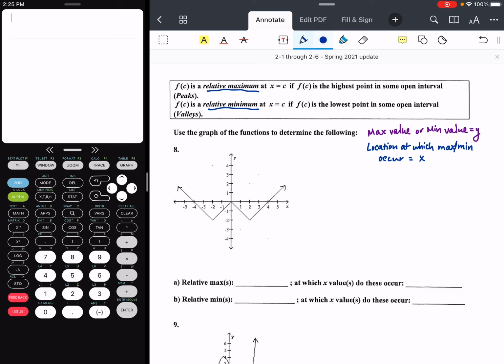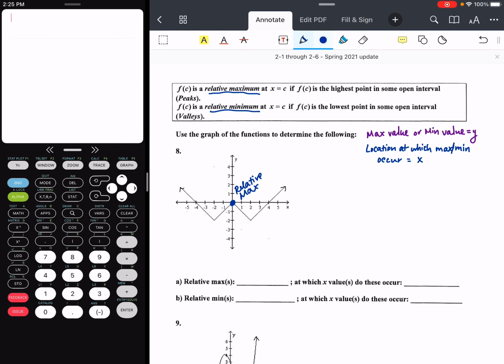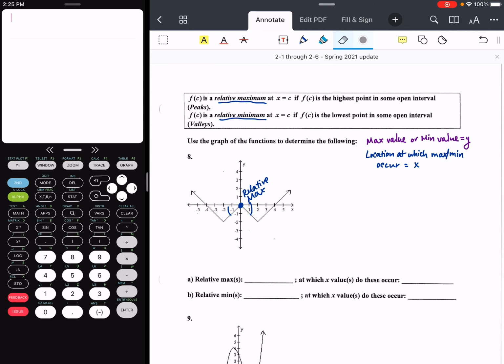So for example, if we look at number 8, visually, let's just try to identify the max and min here. So this point represents a relative max, because if you go immediately to its left and immediately to its right, the parts of the function that are immediately surrounding it, that's kind of a peak, right, compared to its immediate neighbors.